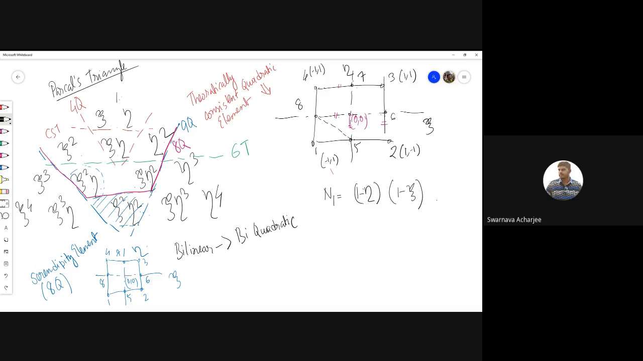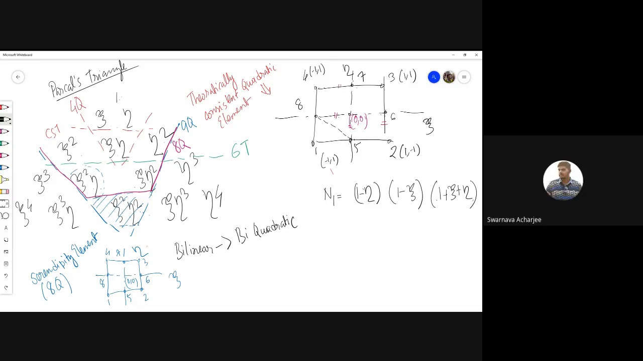Yes sir. Okay, so now you need to write the equation of line 5 8. That will be xi plus eta plus 1, that is, xi plus eta equals -1. So 1 plus xi plus eta, that is the equation. So when xi is 0, eta equals -1. When eta is 0, xi equals -1.